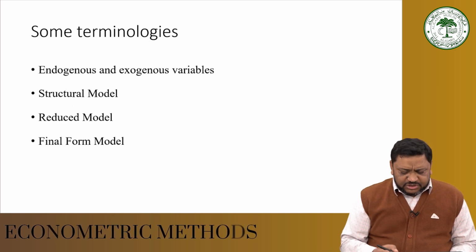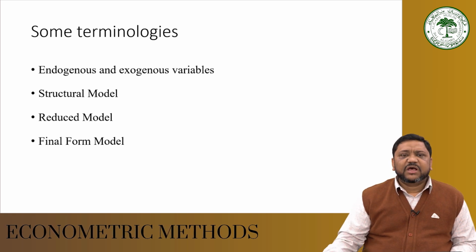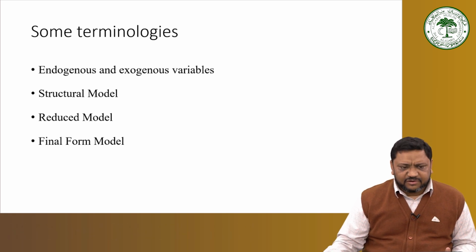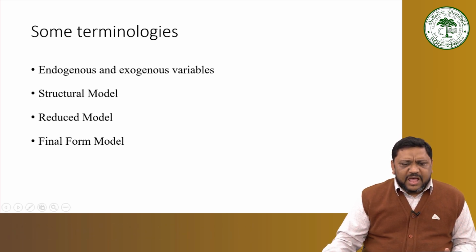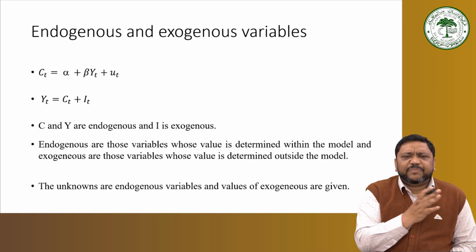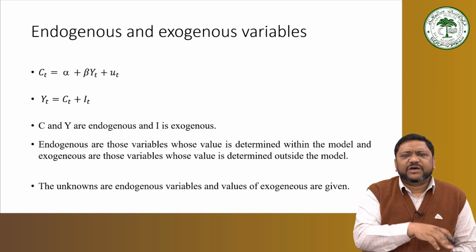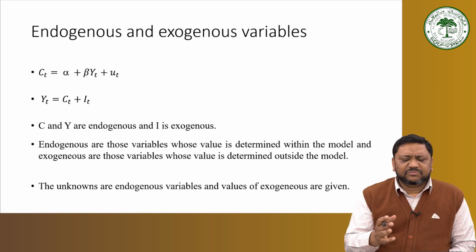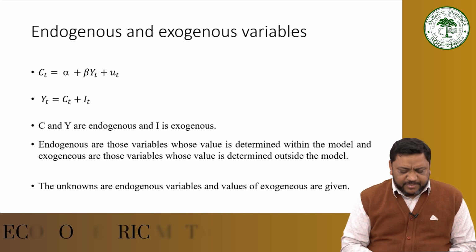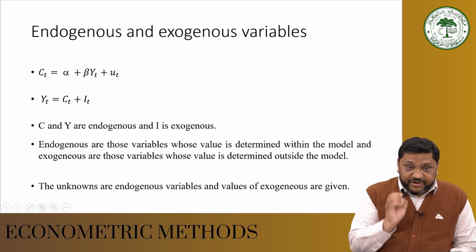Some of the terminologies which we will be using commonly over here are endogenous and exogenous variables, and then we have structural model, reduced form model, and final form model. Let's see what an endogenous and exogenous variable is. It is a corollary of your independent and dependent variable. What was dependent over there is endogenous over here, and what is exogenous in simultaneous equation models is the independent variable in a single equation model. So C and I. But we have a way to look at it.